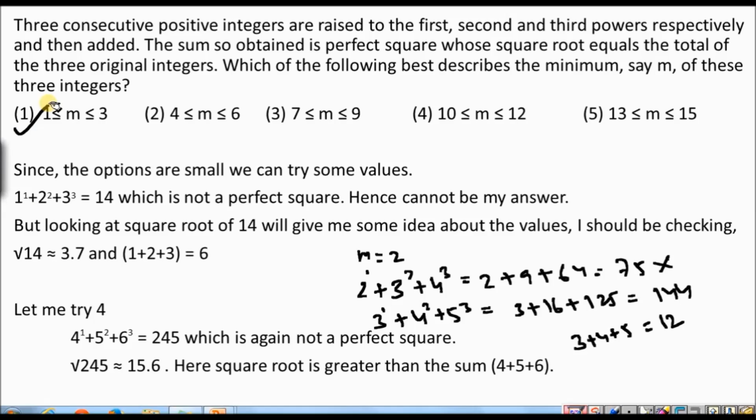So what I am trying to show you is, even if you are not able to generate a complex situation or a complex equation, you can still try to use options to get an idea and solve the question. Always keep an eye on the options, and most of the times the options will show you the right way.